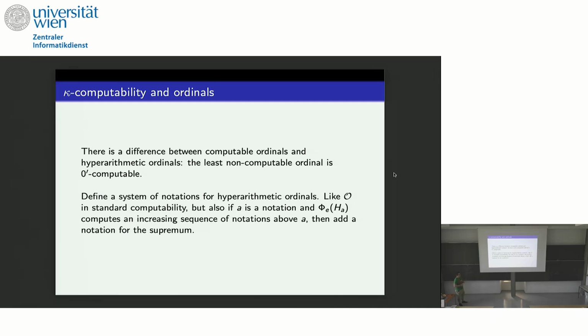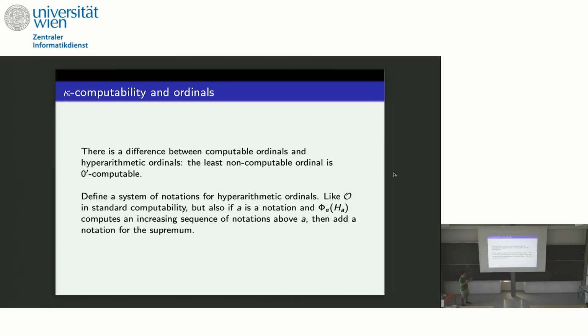Here, I say, if I've got a Turing functional, and I've got some notation to use as an oracle, so H said this is the jump at level A, then it gives me an increasing sequence of notations starting from that notation that I use as my oracle. Then I want to add a notation for the supremum. So we're closing not just under computable functions, but under hyperarithmetic functions.